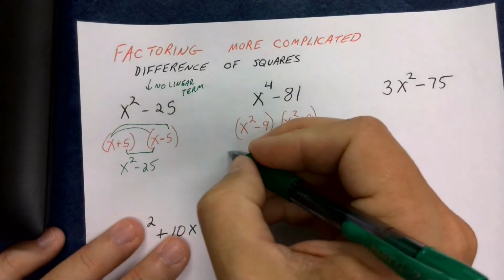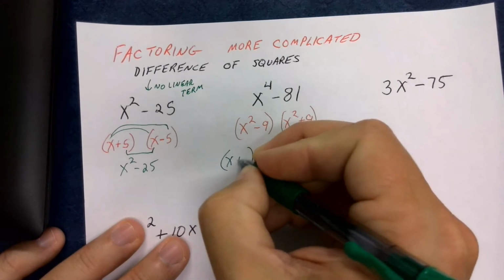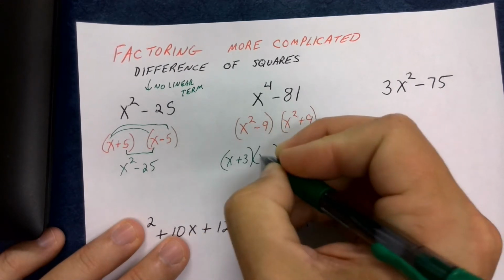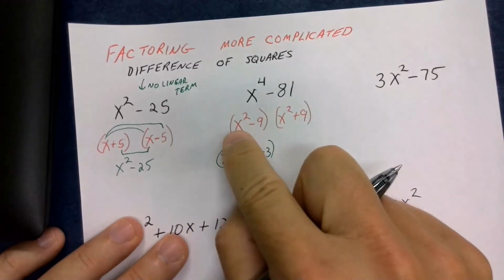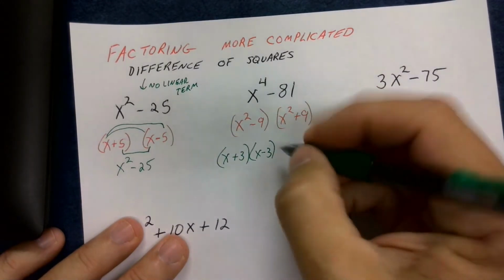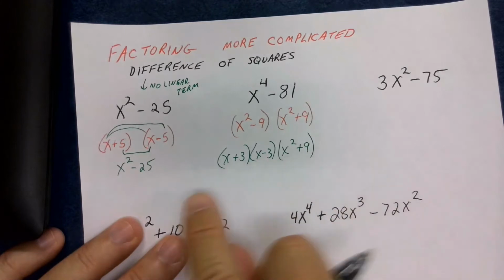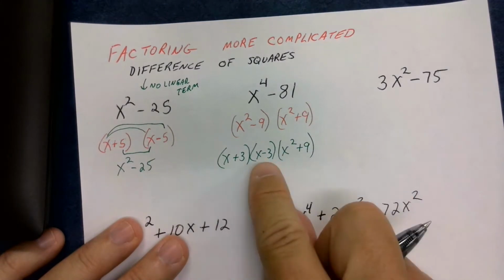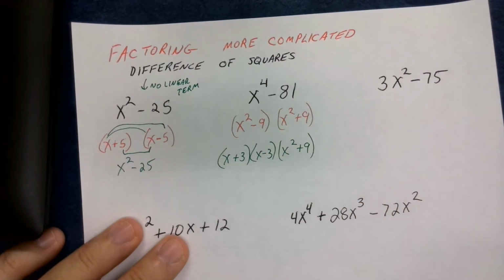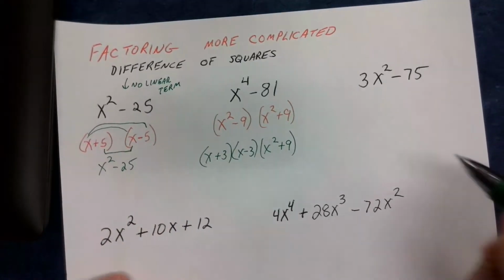So this actually breaks down even further into x plus 3 and x minus 3, because that's a perfect square and that's a perfect square too. So the whole completed factorization for this looks like this: x plus 3 times x minus 3 times x squared plus 9. Okay?